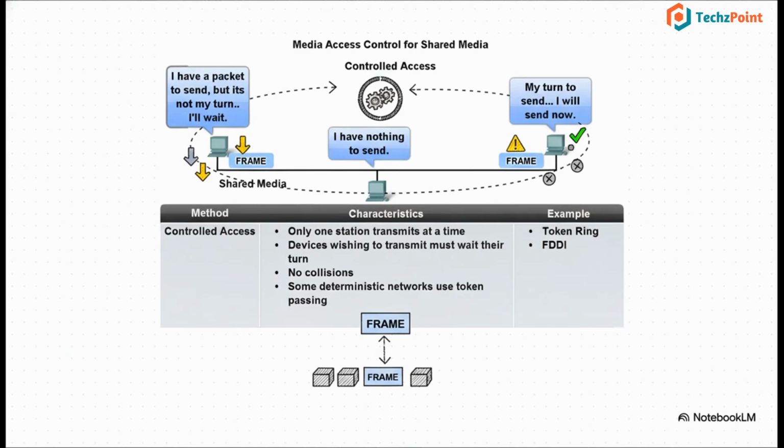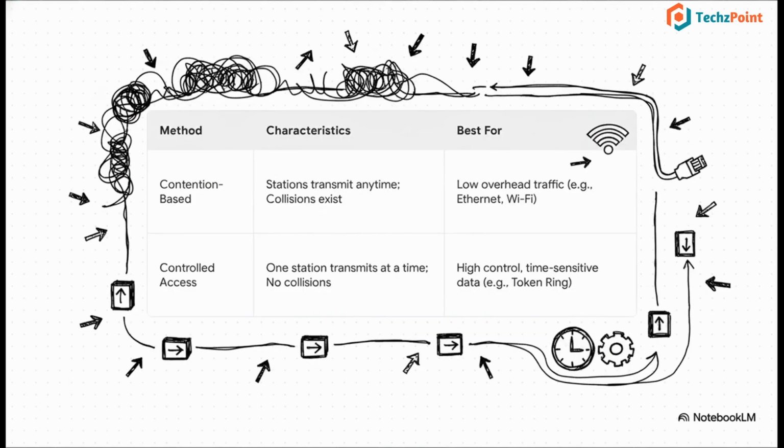The second method is called controlled access, which is that take-a-turn system. Here, the devices are a lot more polite. They basically say, hey, I have something to send, but it's not my turn, so I'm just going to wait. Only one device is allowed to transmit at a time, which, as you can guess, completely eliminates collisions. It's way more orderly, but it can be a bit slower if a device gets its turn but has nothing to send. And this table really sums it up nicely.